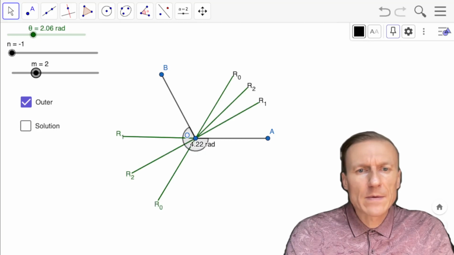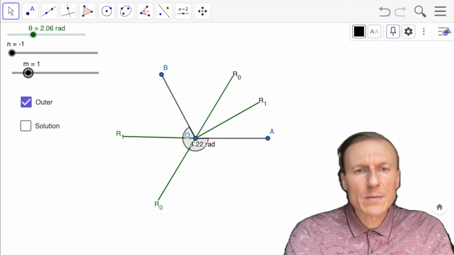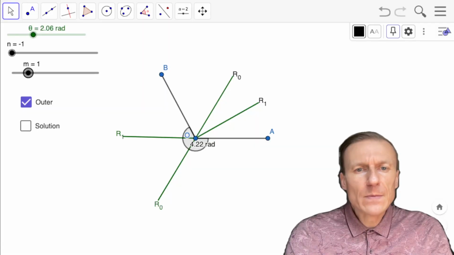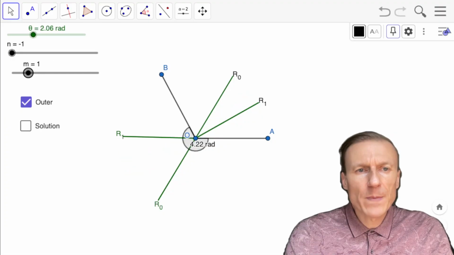If we have the initial angle approximately 2 pi over 3, which is 120 degrees, then after two bisections we will have the angle equal to 1 pi, 180 degrees, and we can continue division and come to this solution.